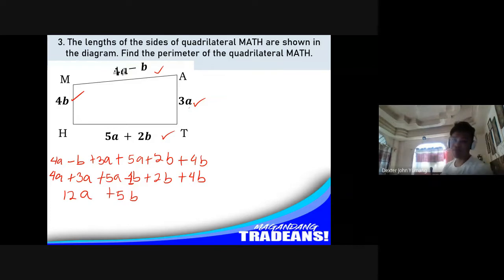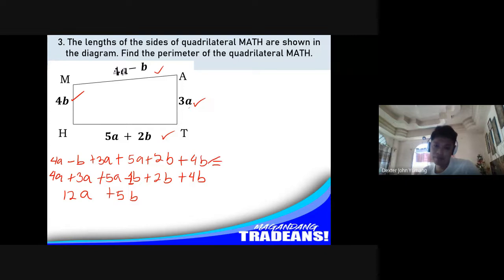Okay, ulitin ko po. Sabi po sa number 3, these are the lengths of the sides of a quadrilateral MATH which are shown in the diagram. Yung first po na measure daw is 4A minus B. Ang second naman po, 3A and 5A plus 2B. Ang third, ang fourth is 4B. Find the perimeter of the quadrilateral MATH. Ibig sabihin po ng perimeter, i-add daw po natin lahat ng sides. So ano ba yung mga sides na binanggit ko kanina? Yan yung 4A minus B plus 3A plus 5A plus 2B plus 4B.